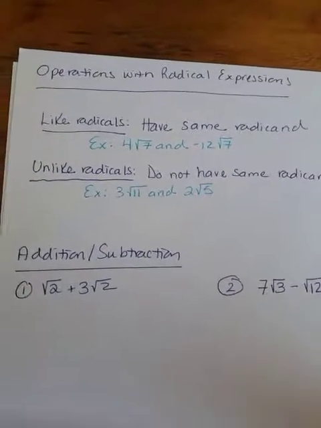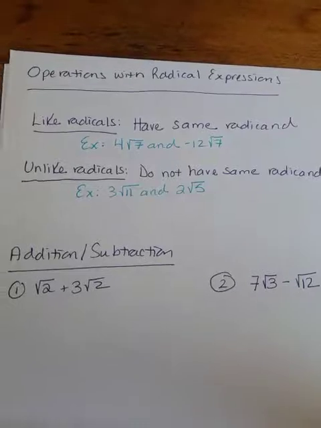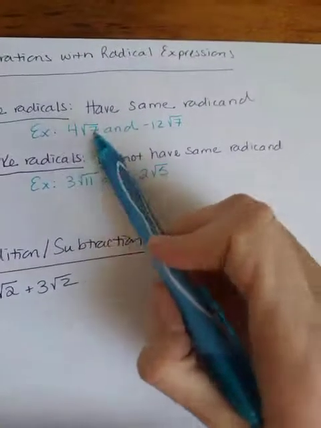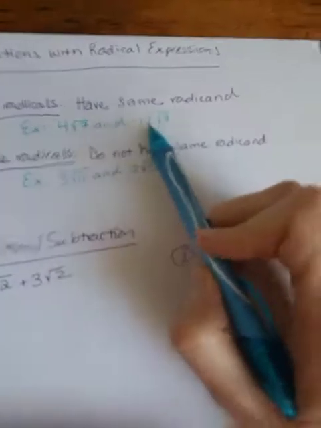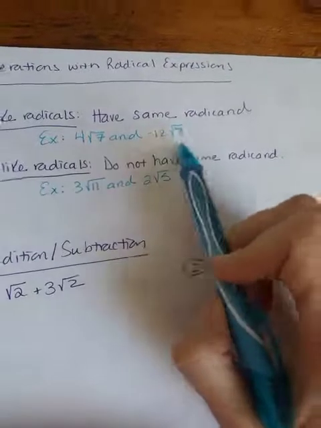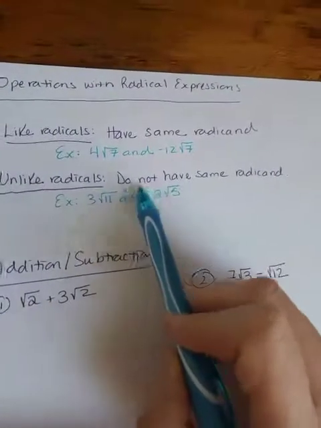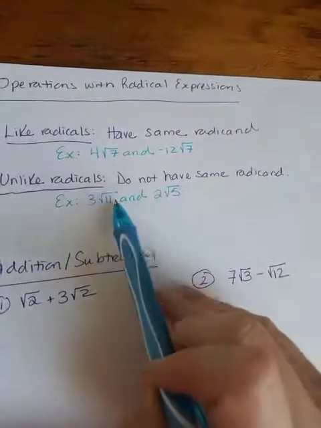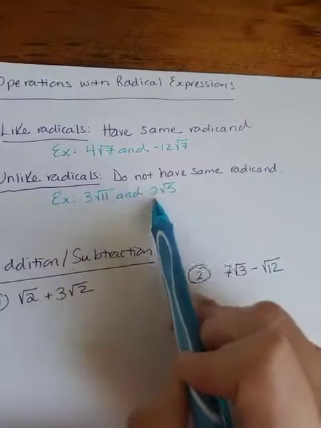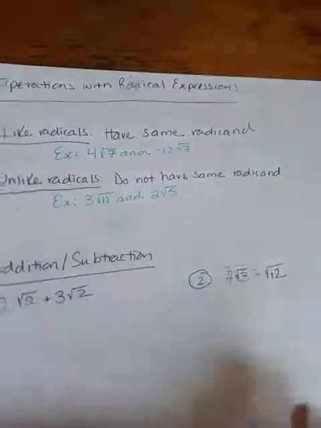So remember, like radicals are radicals with the same radicand. That just means the number under the square root symbol. So 4 root 7 and negative 12 root 7, that would be an example because the 7s match. Unlike radicals don't have the same radicand, meaning number under the radical. So an example would be 3 root 11 and 2 root 5, because 5 and 11 aren't the same. All right, so let's jump into this.